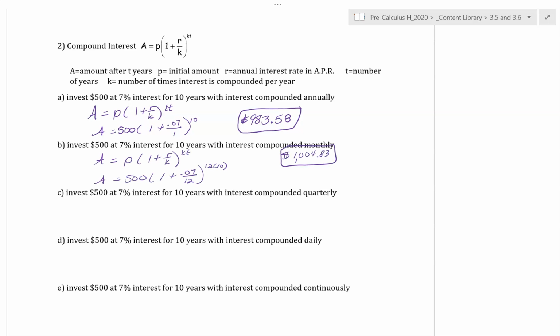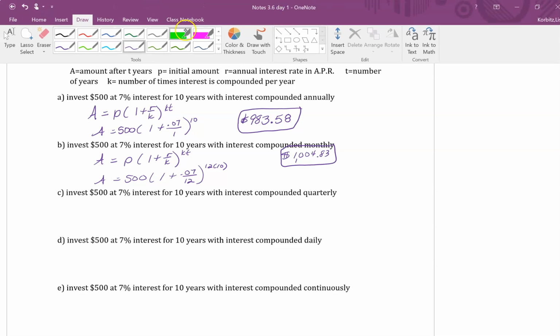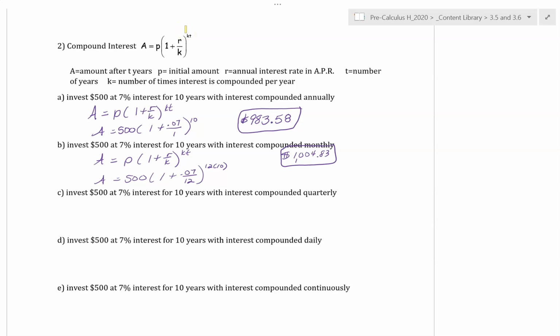All right, so this time the k was 12 because you're compounding monthly. And again, I think this formula makes a lot of sense because, with the bank, their deal was you're going to get your interest compounded monthly. So I think this little part makes a lot of sense that they're not going to give you 7%. It's 7% APR, annual percentage rate. So it would make sense that every month you would get a 12th of the 7%.